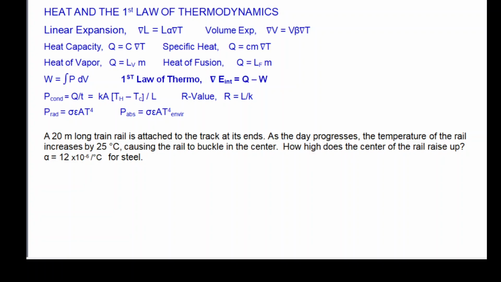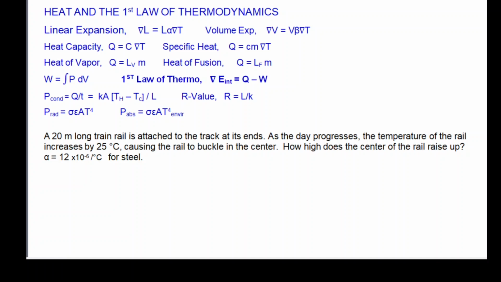Let's do some problems in thermodynamics. Here's the first one. A 20-meter long train rail is attached to the track at its ends. As the day progresses, the temperature of the rail increases by 25 degrees Celsius, causing the rail to buckle in the center. How high does the center of the rail raise up? And the linear expansion coefficient for steel is shown.